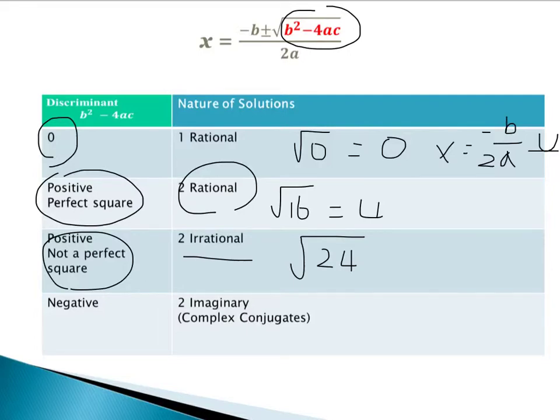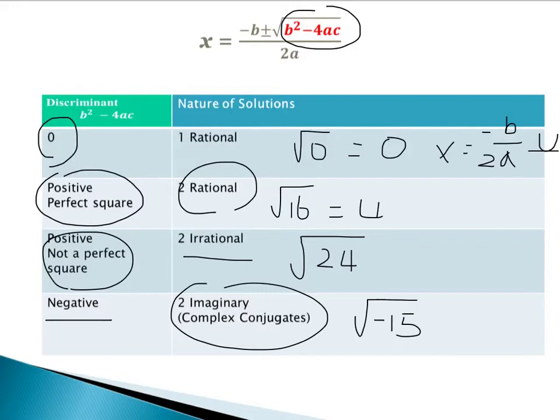And the last thing, when b squared minus 4ac is less than 0, square root of some negative number, that means you will get two imaginary zeros. So we call it complex conjugates, a plus minus bi form.